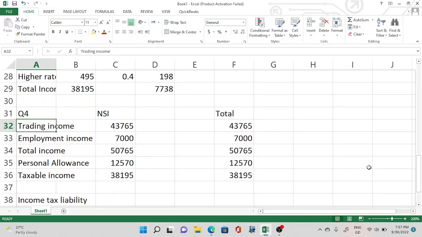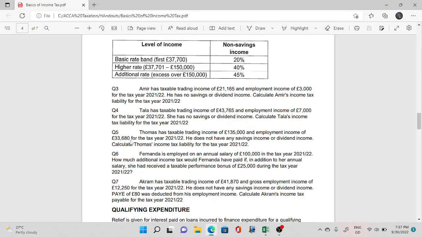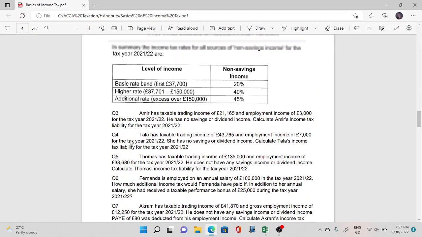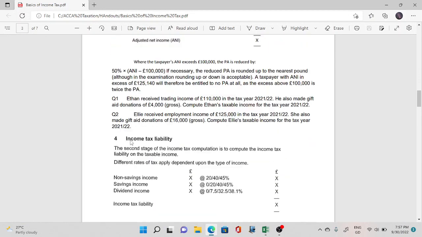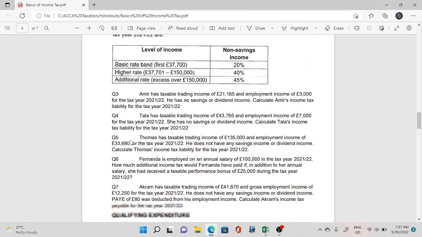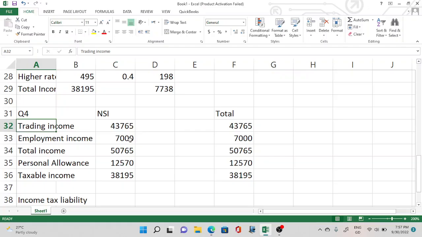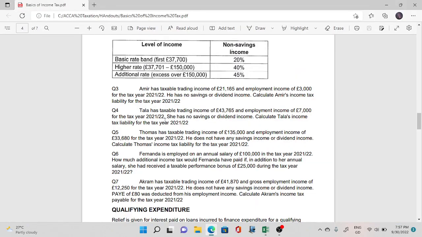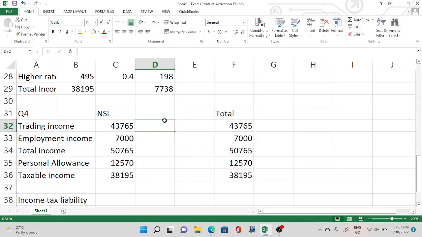Okay, I have done. Have we done question number 4? Question number 1, question number 2 was about Ellie. Then we did Amir. What was that? Have I missed? Okay, I missed the Amir question, I think. So I'm doing the Amir question over here.